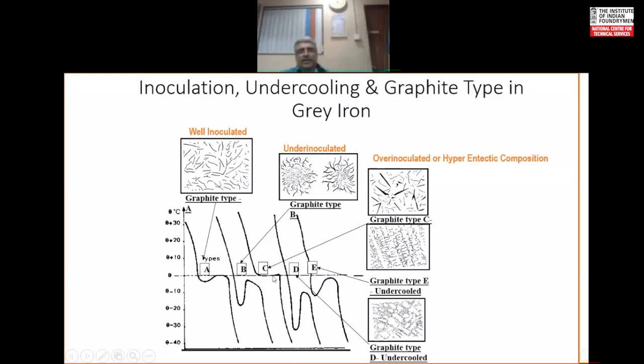Either over inoculated or hyper-eutectic carbon: too much carbon, very little undercooling, while big undercooling when it comes to D and E type of graphite. You see those austenite dendrites, and in between the dendrites, you have these randomly oriented small flakes, or oriented flakes in case of E.